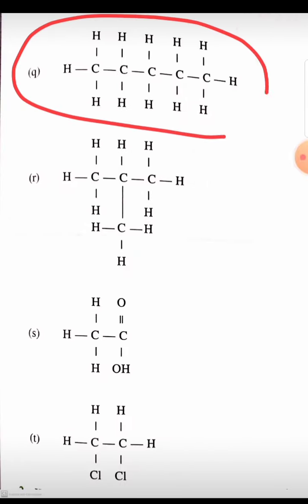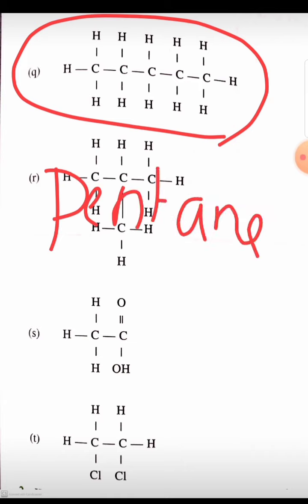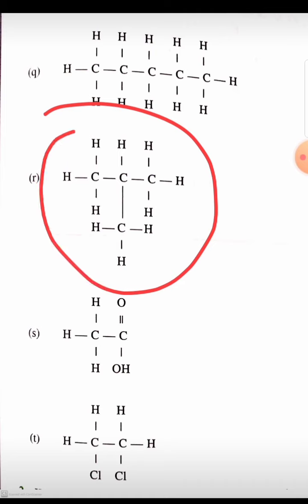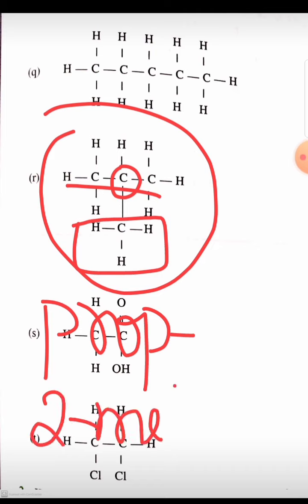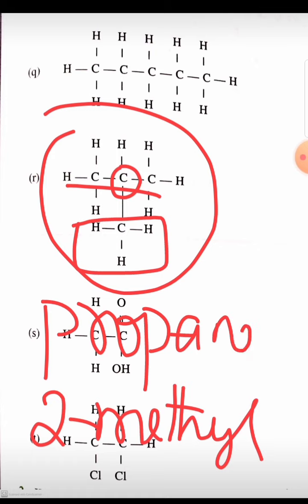So this is very easy. As you can find, there are a total of 5 carbon atoms, so the root word is pent, single bond is there, ane: pentane. The next structure is also very easy. In the longest chain 3 carbon atoms are there, the root word is prop, and at the second carbon atom there is a methyl group, CH3, so the prefix is 2-methyl. The name is 2-methylpropane. 2-methylpropane is the right answer for that question.